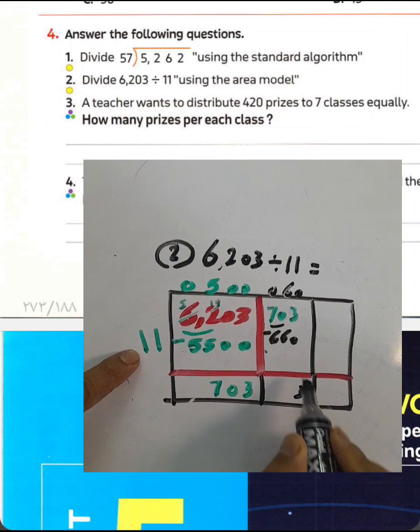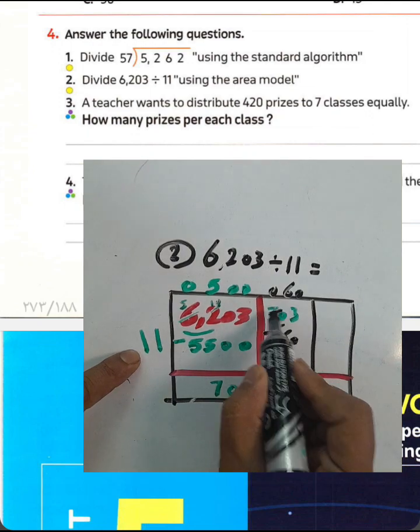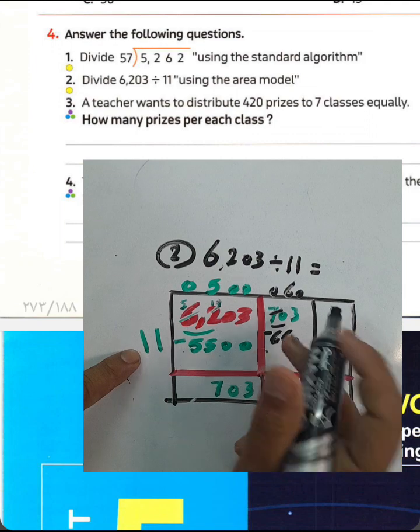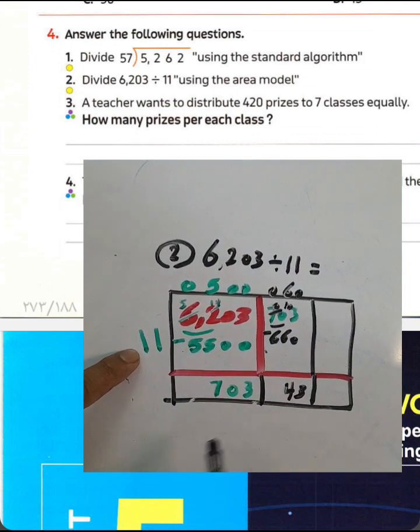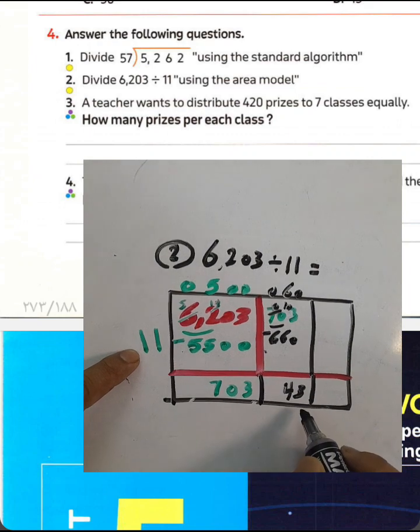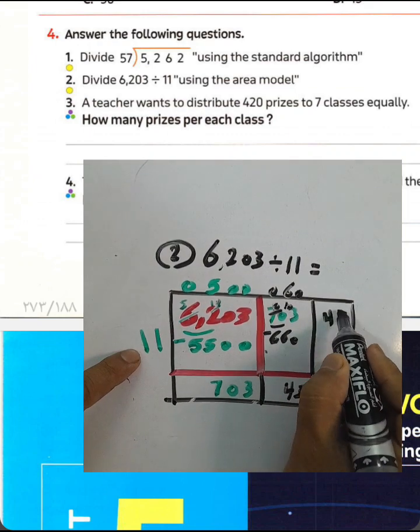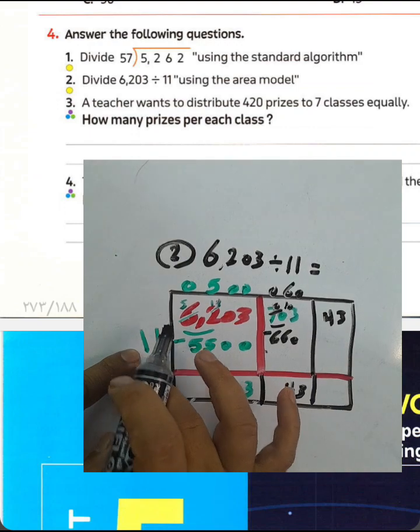Okay, and 0 minus 6 we can't do it, so put 1, it will be 70 minus 60, so put 1 here, 10, 10 minus 6 equals 4. The result here will be 43. Then write 43 at the top, and 43 divided by 11 equals what?